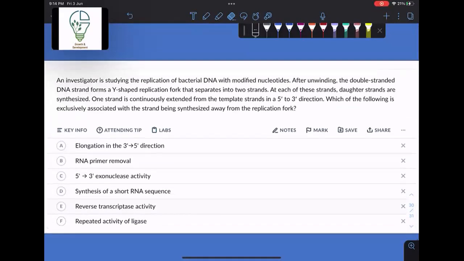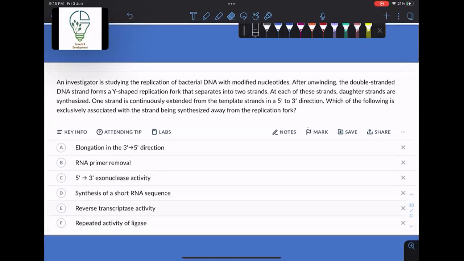Okay, this is the last question for this lecture. An investigator studying the replication of bacterial DNA with modified nucleotides, after unwinding the double-stranded DNA, forms a Y-shaped replication fork that separates into two strands. At each of these strands, daughter strands are synthesized. One strand is continuously extended from the template strand in a 5-to-3 direction. Which of the following is exclusively associated with the strand being synthesized away from the replication fork?